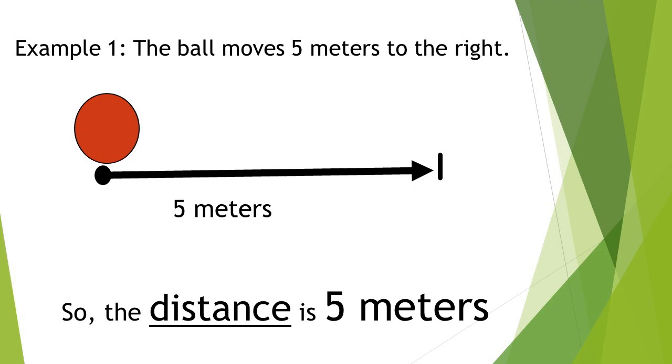Again, we said distance is the length of the entire path traveled by an object. So, to determine or measure the distance, we are going to measure the entire path, the length of the entire path covered or traveled by an object. So, the entire path begins from this starting point to this end point, which is 5 meters. So, the distance is 5 meters. Did you get it?